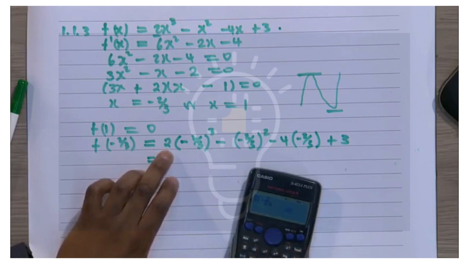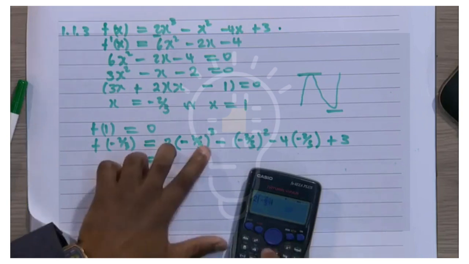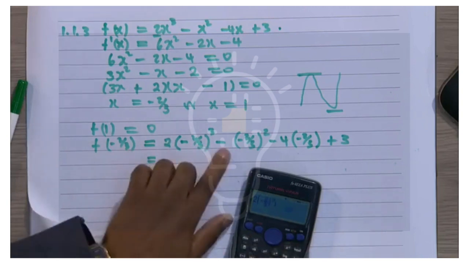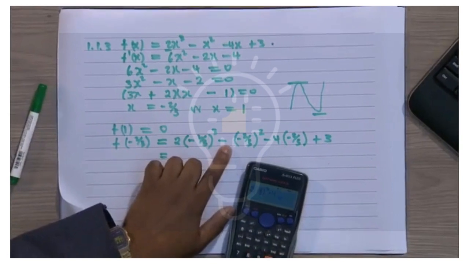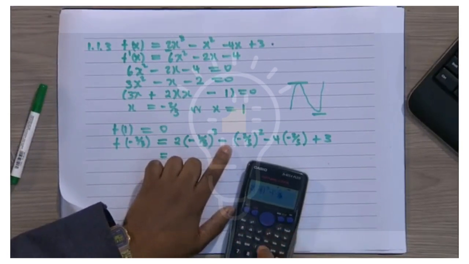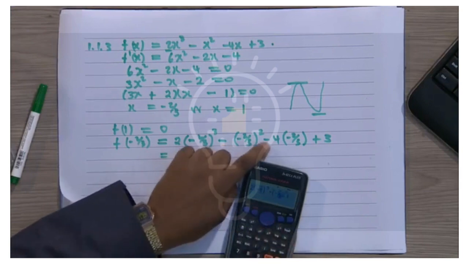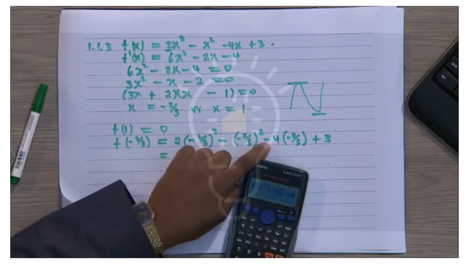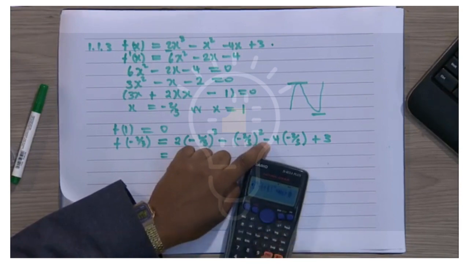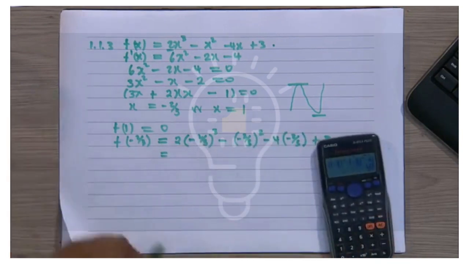I close the bracket incorrectly. Let me delete and go out. That is also what you do in the exam. You need to check. And then we're having minus, open the bracket, minus 2 over 3, and out, we close the bracket, we square, minus 4 into minus 2 over 3, again, out, and we close, plus 3. And then the answer is 125 over 27.